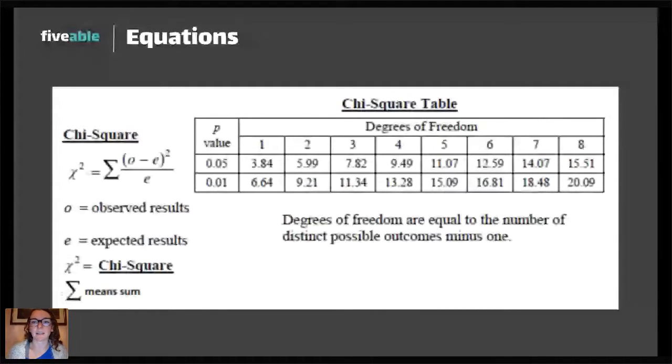Give me 1 second. I'm going to send you the AP Biology course and exam description. I feel like this is a really important resource that a lot of students don't have.